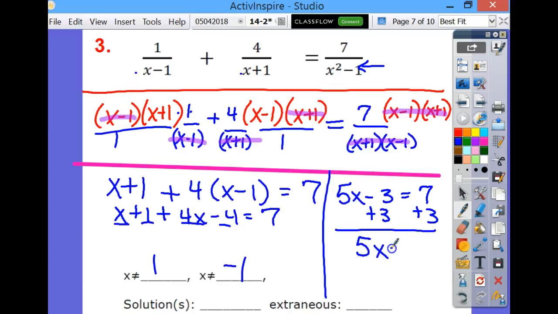Solving it by adding 3 to both sides. And then what are you going to do with the 5? You're going to divide both sides by 5. And then what is x going to be equal to? Does that contradict anything up here? No, and so there are no extraneous answers.